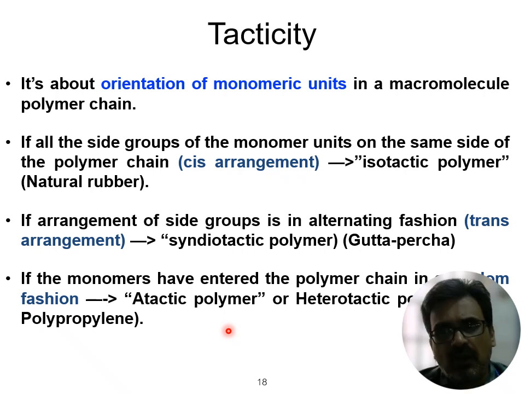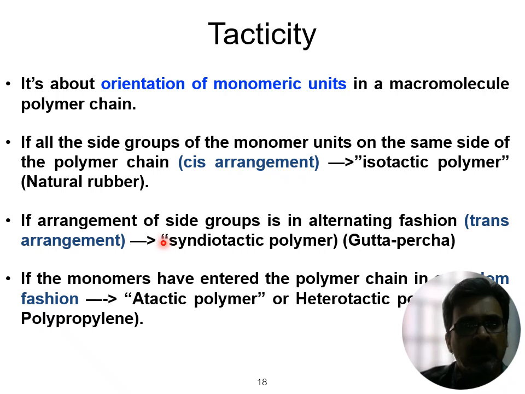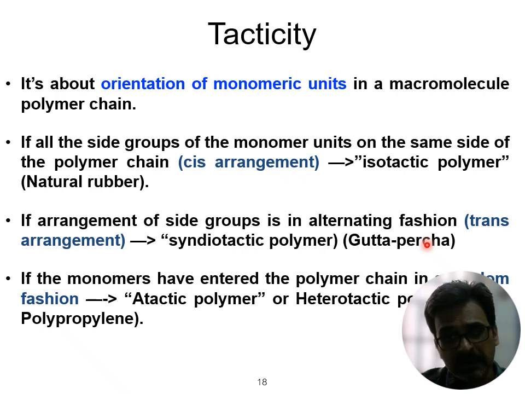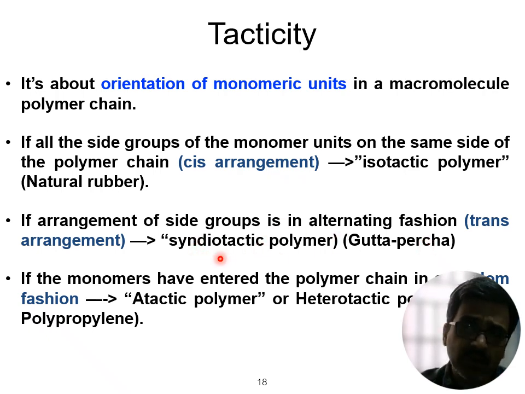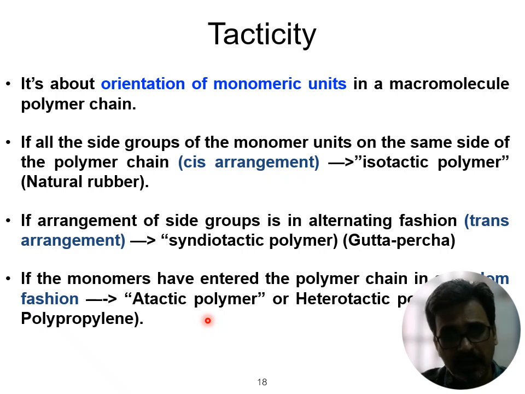One very important aspect of polymers is the orientation of the monomer units when they are polymerized. This is referred to as tacticity. It's all about how the orientation of monomeric units takes place. If the side groups of the monomer units are on the same side of the polymer chain, we call it cis arrangement, which is also called an isotactic polymer, for example, natural rubber. If the arrangement of side groups is in alternating fashion, which is more like a trans arrangement, you call it a syndiotactic polymer. If the monomers are in random arrangement, that is referred to as atactic or heterotactic polymerization.